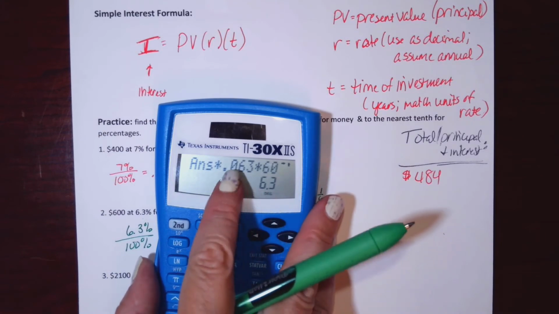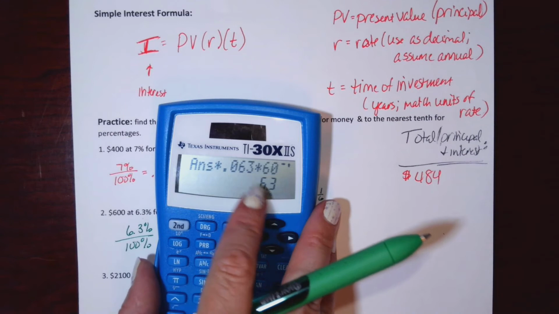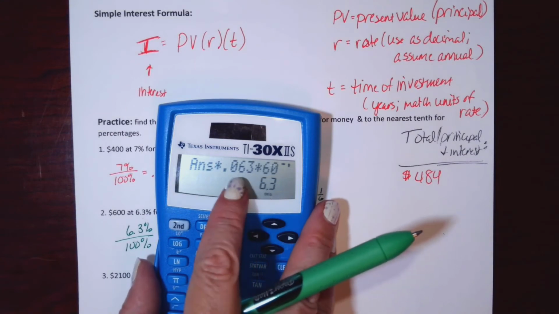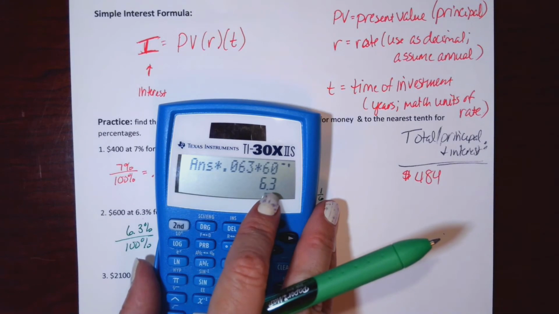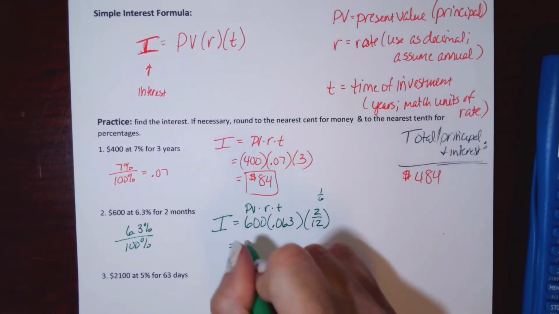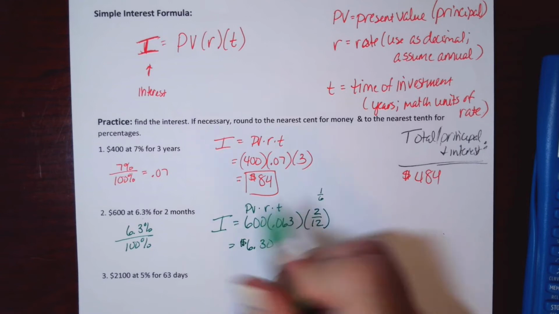$6. It has to happen. That's just a fluke. There's no relation there. It just happened to come out to $6.30. That's how much interest you're going to earn in just 2 months.